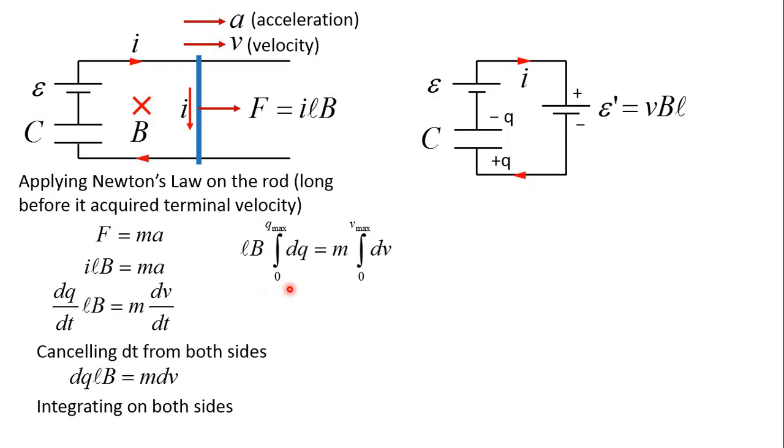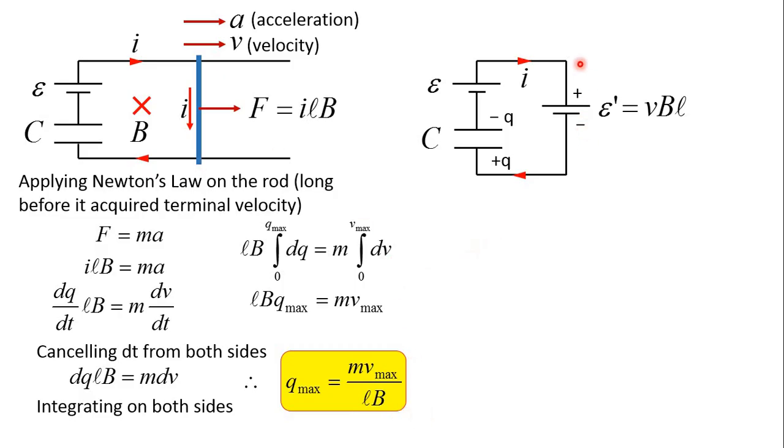Now the lower limit of integration represents the initial values. In the initial time when the switch was closed, the charge in the capacitor was 0, so the initial value of charge was 0. The rod also had initial velocity 0. After some time, as I said in the previous page in the graph, charge will reach its maximum value and velocity will also reach its maximum terminal value. That is the upper limit, meaning the final values. After solving this and simplifying, the value Q max will be m V max upon L B.